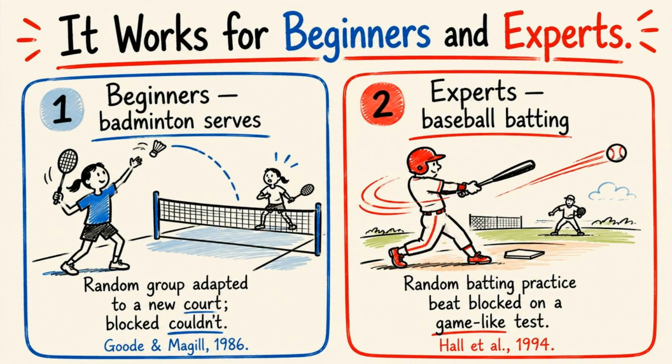On a transfer test, serving from the other side of the court, the random group showed essentially no drop-off, while the blocked group fell apart, performing about as poorly as they had on day 1. Blocked practice had built a skill that couldn't adapt.